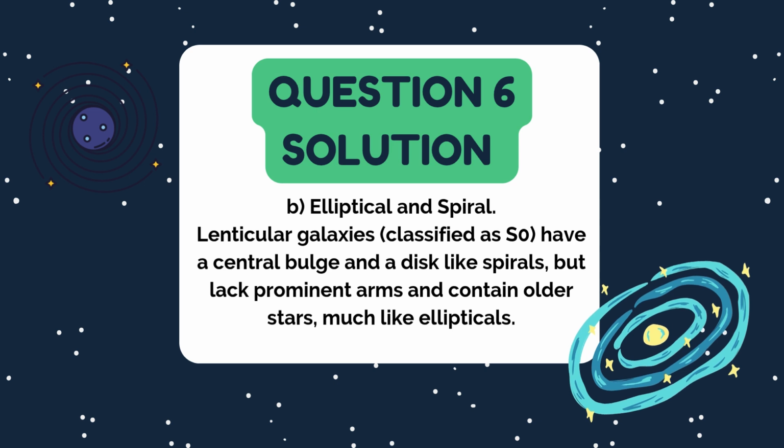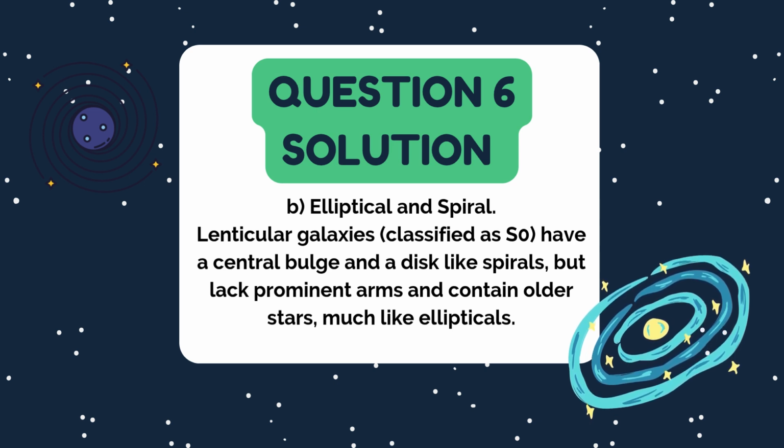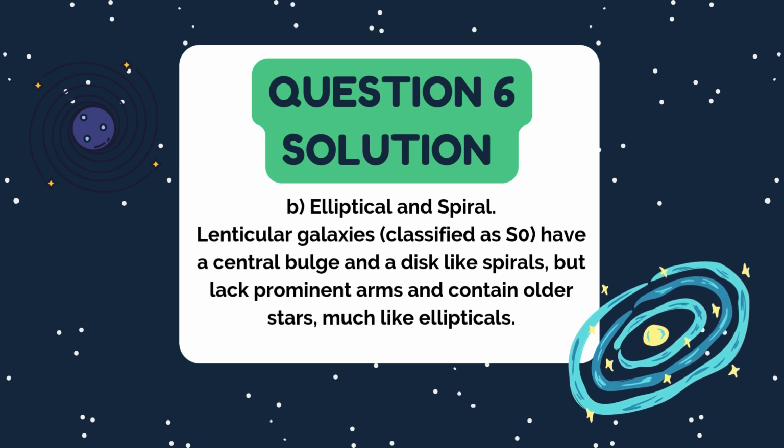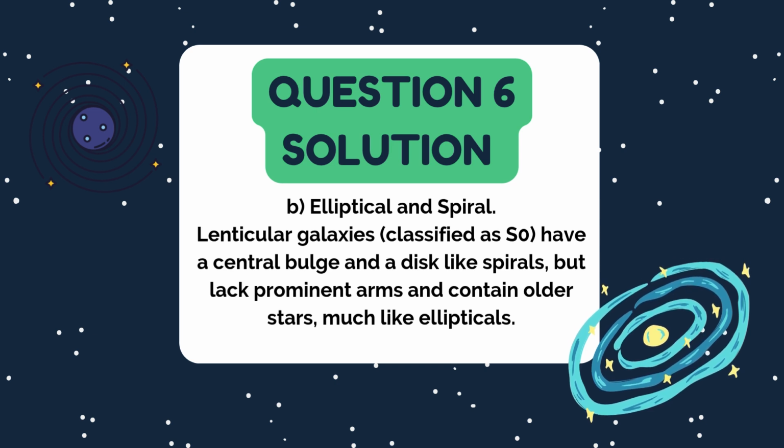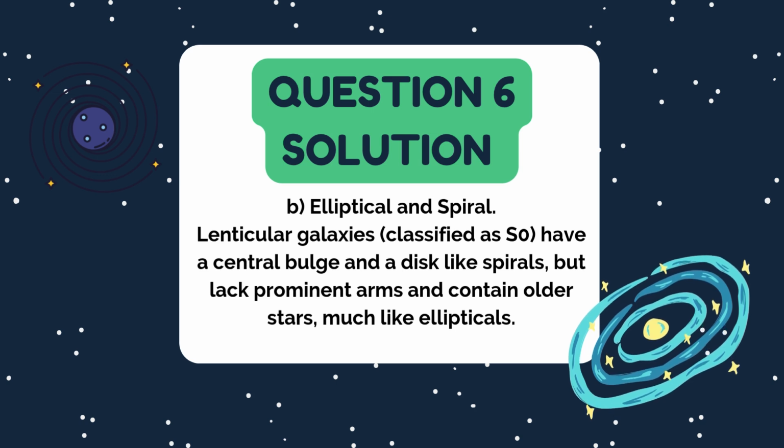Let's find out where they belong. The correct answer is B. Elliptical and spiral. Lenticular galaxies, classified as S0, have a central bulge and a disc-like structure, but lack prominent arms and contain older stars, much like ellipticals. They're often thought of as evolved spiral galaxies that have used up or lost most of their gas, halting star formation.